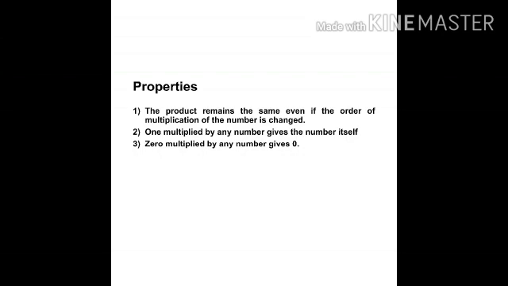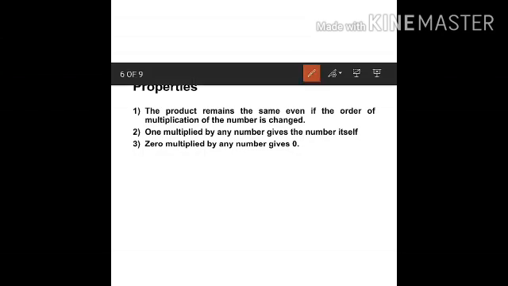Properties. The product remains same even if the order of the multiplication of the number is changed. For example, when we multiply 13 by 2, we get the result as 26. Again, if we are multiplying 2 into 13, we get it as 26 itself. So, we can say that the product remains the same even if the order is changed.